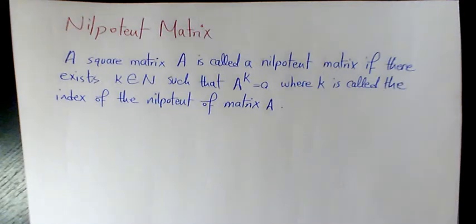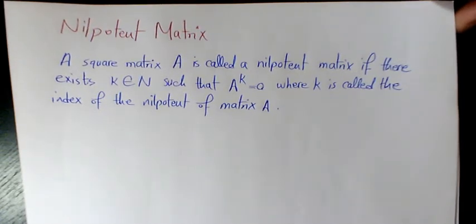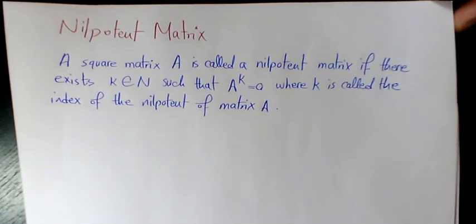Welcome to another video. In this video I want to show you what is a nilpotent matrix. A square matrix A is called a nilpotent matrix if there exists a k that belongs to the natural numbers such that A to the power of k equals 0. And k is called the index of the nilpotent matrix A. So k is important, and A to the power of k is going to be 0.